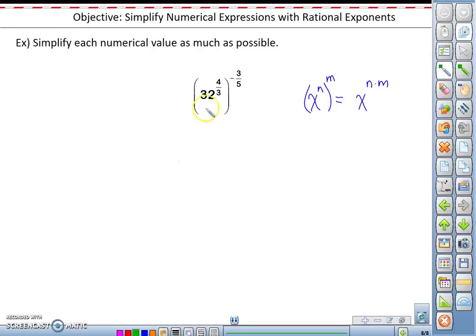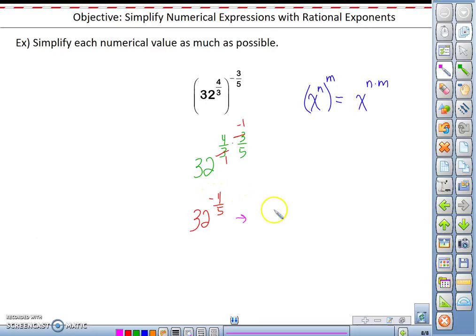So here what I have is 32 to the power of 4/3 times negative 3/5. And so in this case, I can reduce a little bit. My 3's will reduce to a 1 and a negative 1. And so now what I have is 32 to the power of negative 4/5. Now I would treat this as a rational exponent, where my index is 5 and my power will be negative 4.